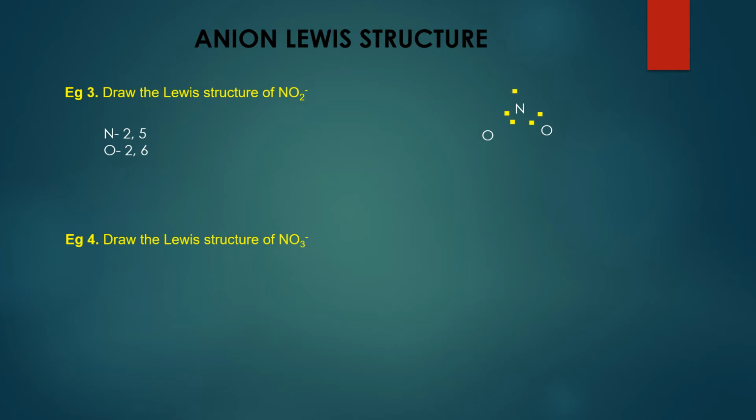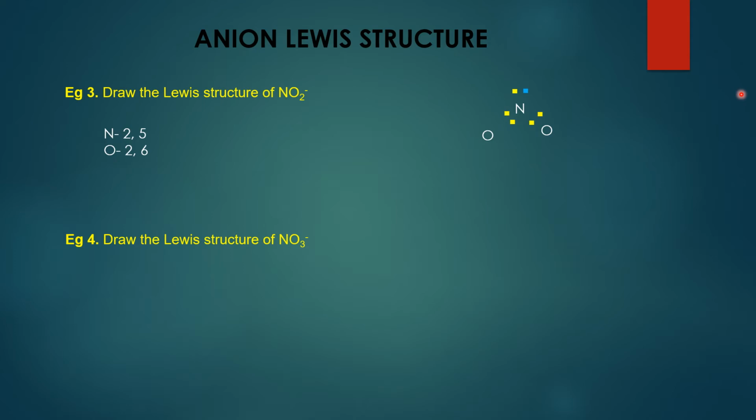Now you can see here in this particular structure that this particular electron is unpaired. We cannot have an unpaired electron in a molecule or in an ion. If there is an unpaired electron, then it will create an unstable radical. So what will happen is the negative charge that is here on the nitrite ion, NO2 minus, will be given to this particular nitrogen.